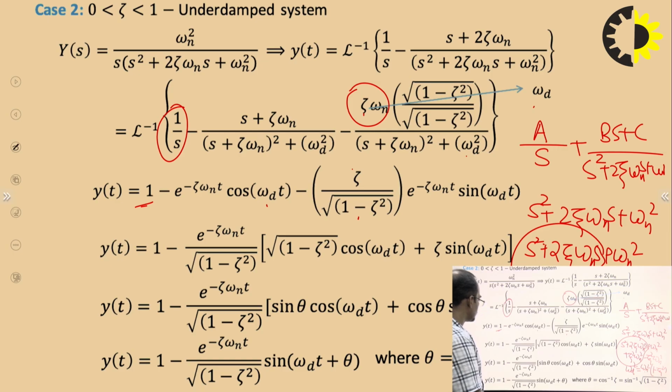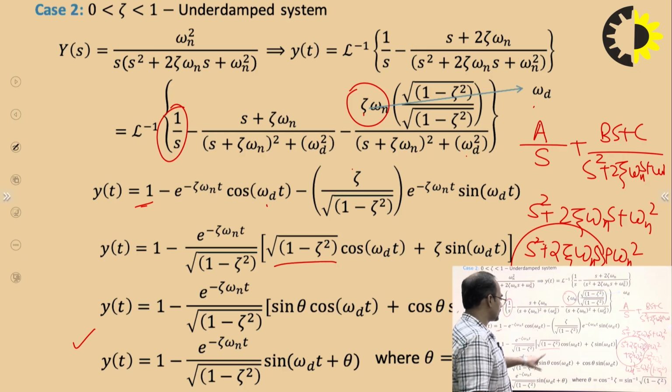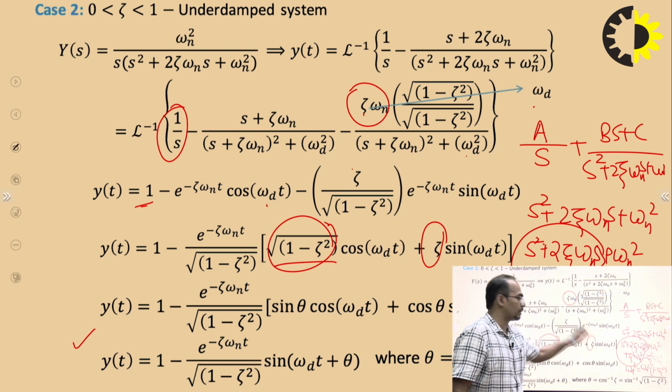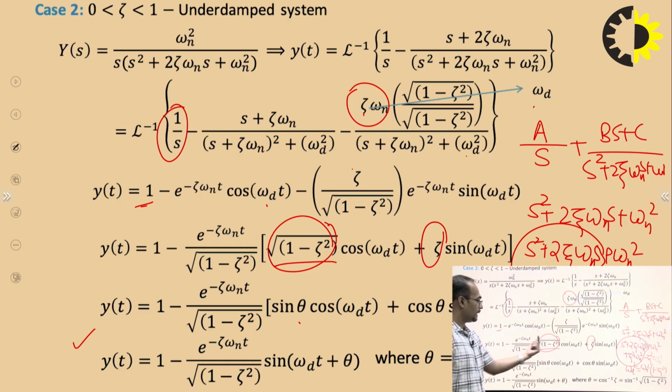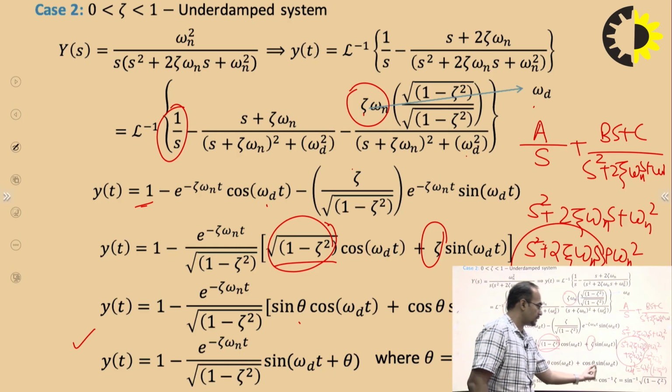After solving this, you will get y(t) is equal to 1 minus e to the power minus zeta omega n t upon under root 1 minus zeta square. I have considered here under root 1 minus zeta square as sin theta. So if sin theta is equal to under root 1 minus zeta square, then cos theta will be equal to zeta. So I can replace under root 1 minus zeta square by sin theta and zeta by cos theta. So this equation will become 1 minus e to the power minus zeta omega n t upon under root 1 minus zeta square times (sin theta cos omega d t plus cos theta sin omega d t).